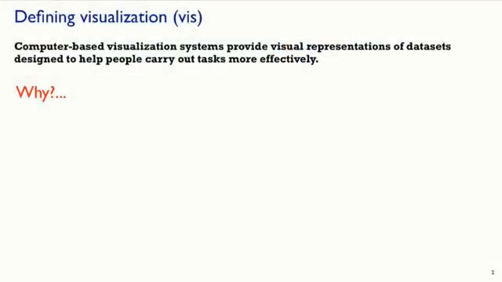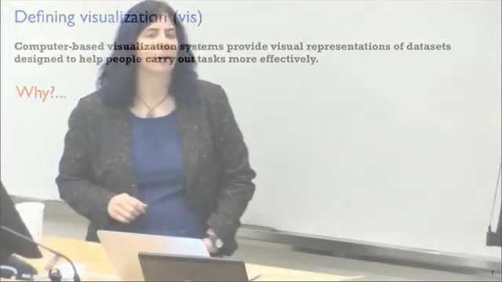So to start out with, let me talk about my own definition of visualization and some of its implications. And to save myself a few syllables, over the hour I will call visualization viz, because that's a word I will use quite a bit. So computer-based viz systems provide visual representations of data sets designed to help people carry out tasks more effectively. Now, why did I pick this particular definition? What are the implications of it?